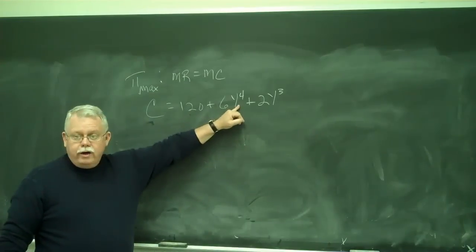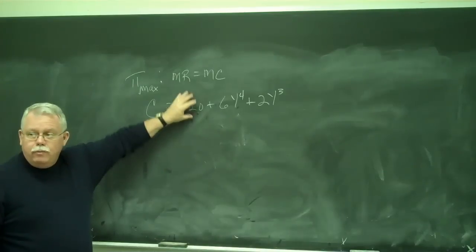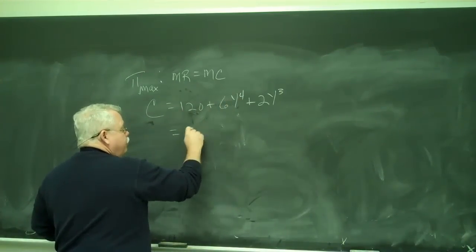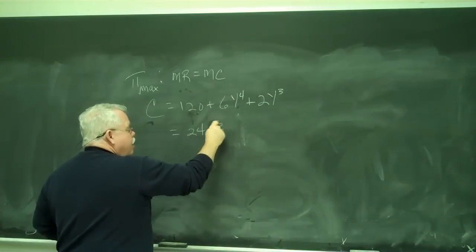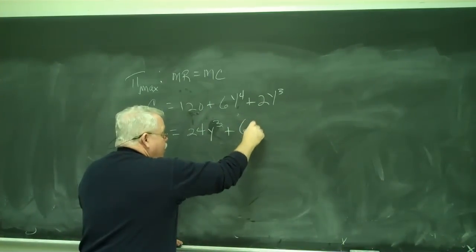Terms without a y in it are going to drop out. So this won't even appear. My cost is going to be 4 times 6 is 24y cubed plus 6y squared. That's it.